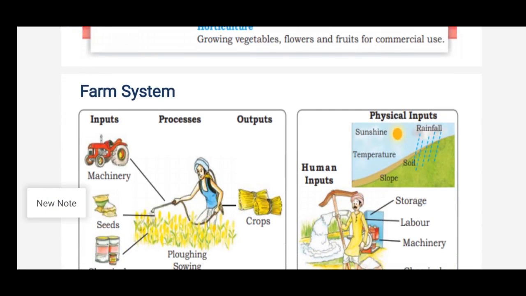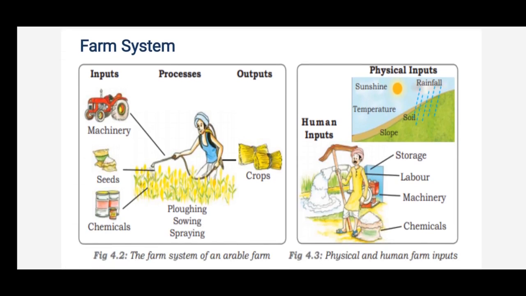Next, farm system. What is this farm system, children? Farming or agriculture can be looked at as a farming system. So there's a system, children. The important inputs used in this farming system, see here, inputs. What this person is using here: tractor, machinery, and the pipe he is using for spraying insecticides, that's also an input. Even seeds are input, chemical fertilizers are also input. The money he is spending on the crops is also an input.